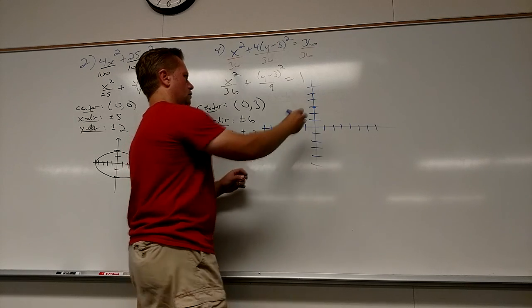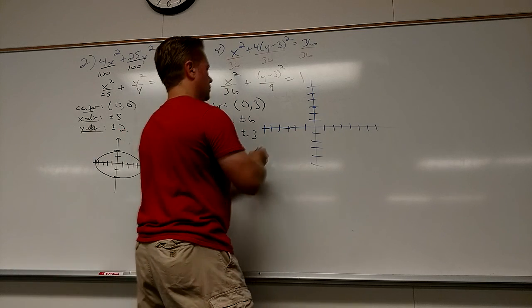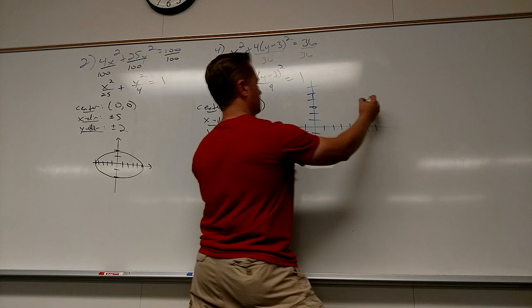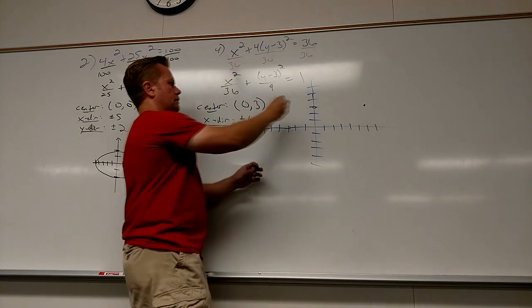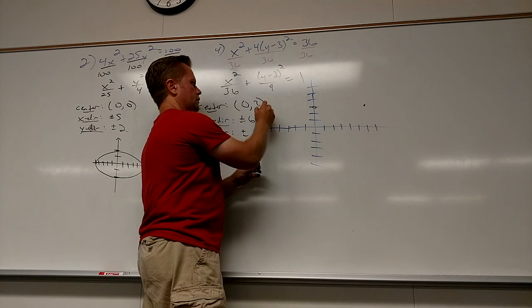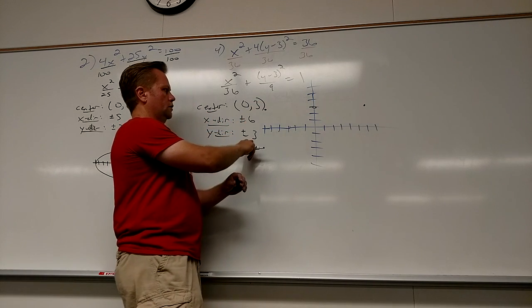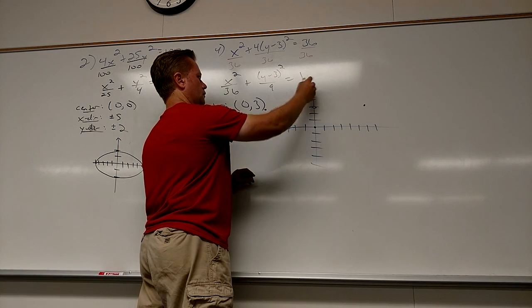So I go up 6. I'm sorry, not up. Make this the center, Jeff. There you go, buddy. So I go over 6: 1, 2, 3, 4, 5, 6. And then I go back 6: 1, 2, 3, 4, 5, 6. Then from the center I go up and down 3. So up 3, down 3.